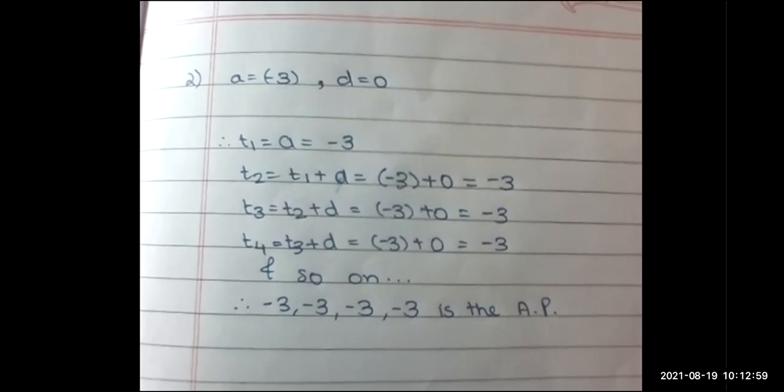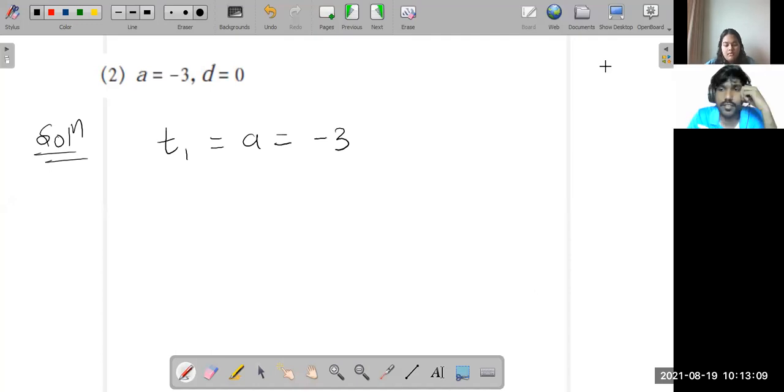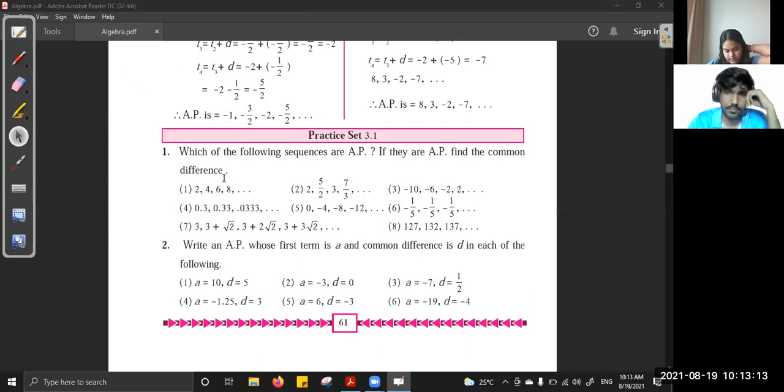Yeah, correct. The same step. Every time it's just minus 3 plus 0. So why not just do it once? No, at least 3 terms you have to show. You can write T1, T2, T3, T4, or T2, T3, T4 equals to. You can do that, but it's always advisable to show working for at least 3.